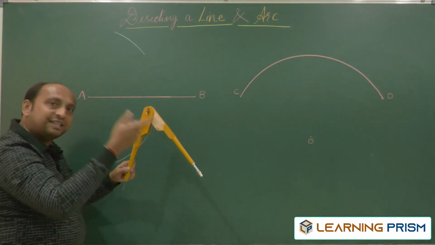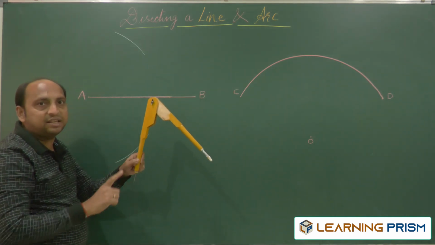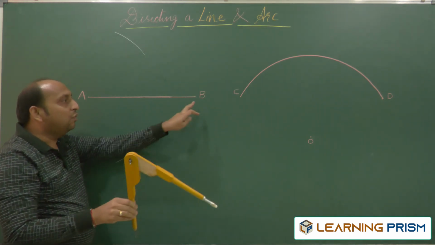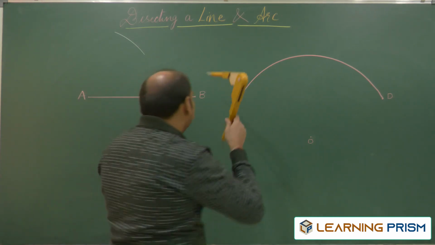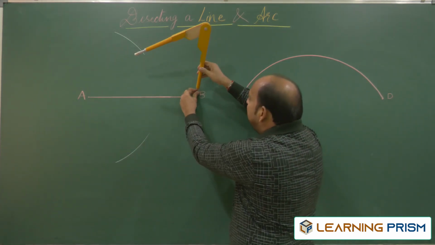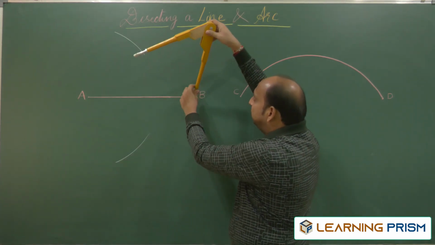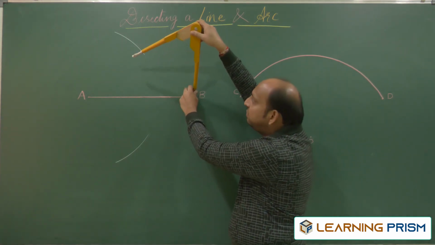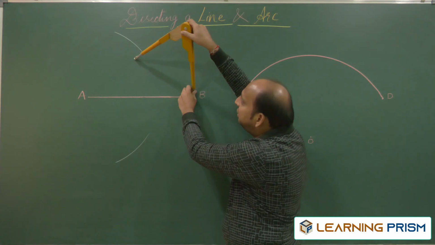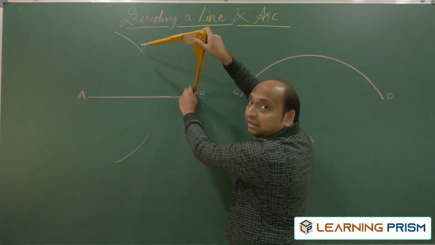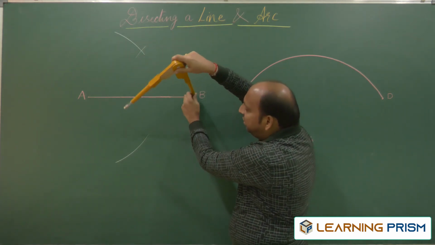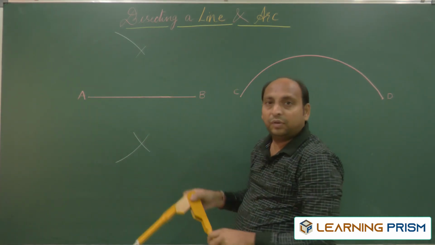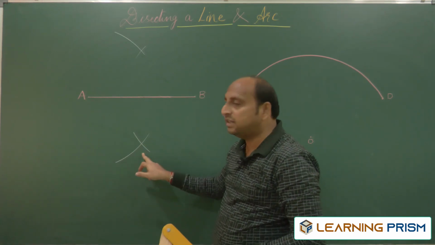Similarly, with the same radius, don't change the radius, the same radius which you have taken, now with B as the center, cut the already drawn arcs. That means you have drawn this arc, cut it. Similarly on the bottom side. Okay, so you are going to get two intersecting points.